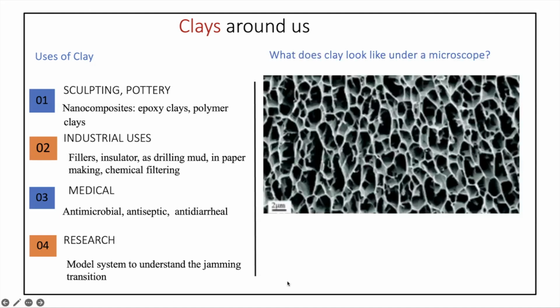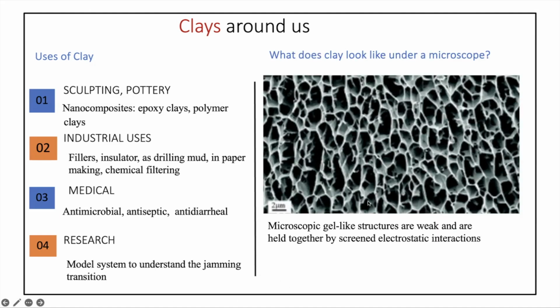This is what clay looks like under a scanning electron microscope. So it is a weak gel. Okay, so you can see the scale bar here. It's 2 microns. So what you have is a self-assembled gel, assembled by the interactions between clay particles that form these very weak network structures that are held together by screened electrostatic interactions.